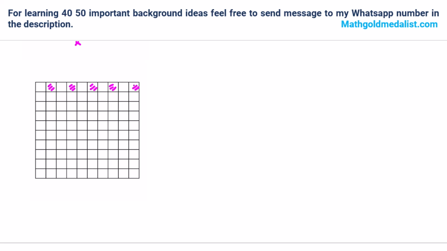Exactly. So do you agree when we have a knight in black cell and when we have a knight in white cell, the distance is what?